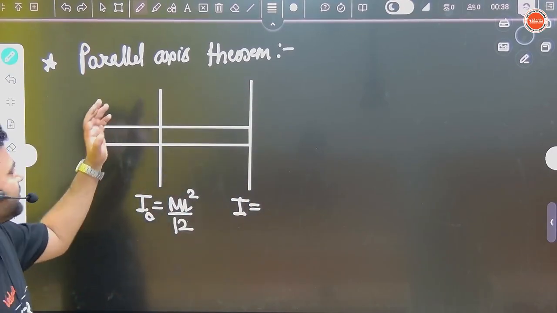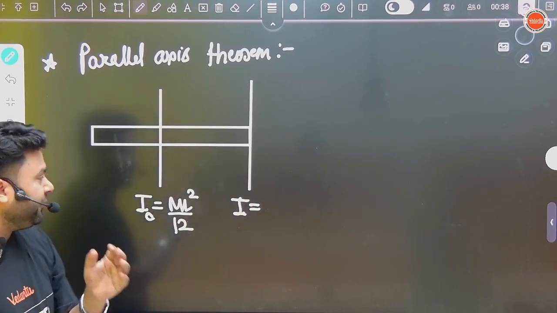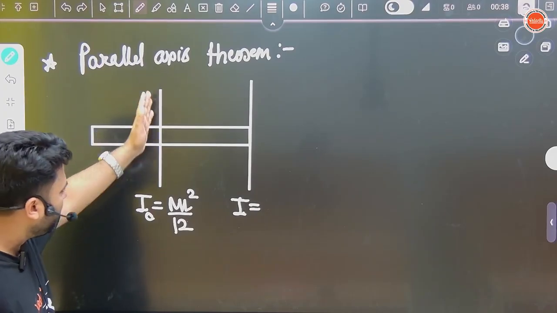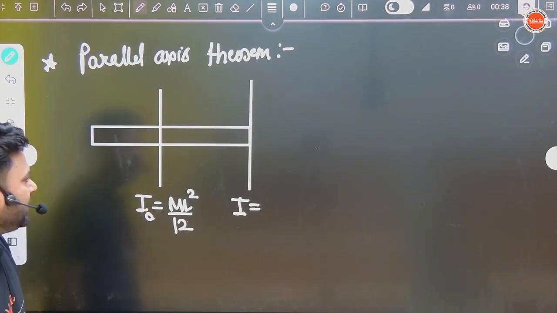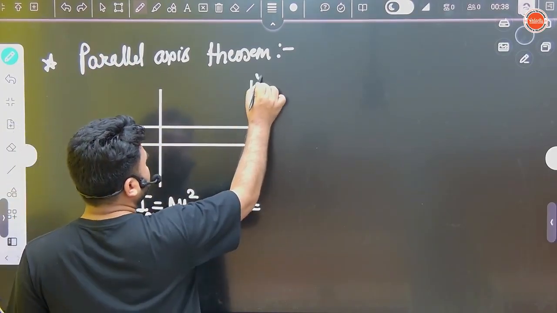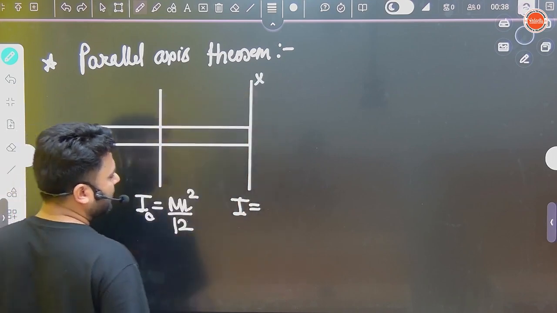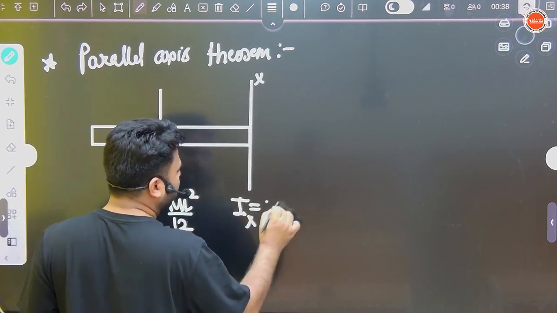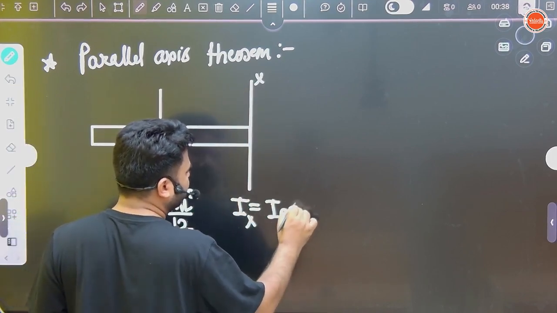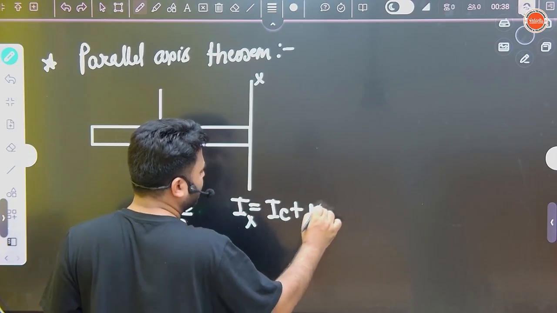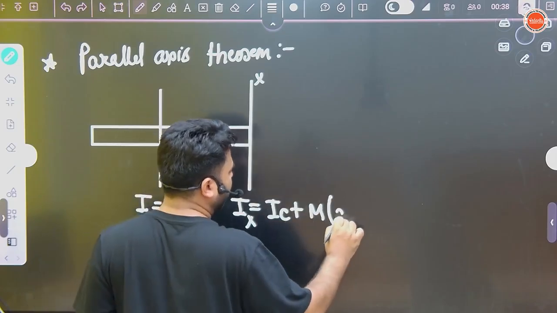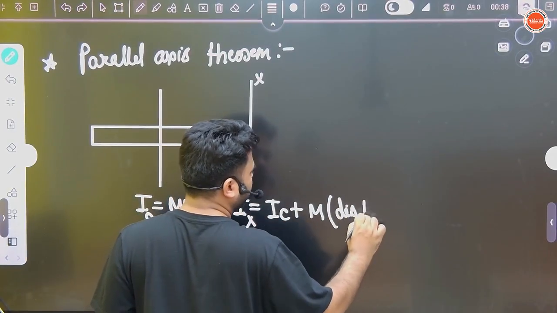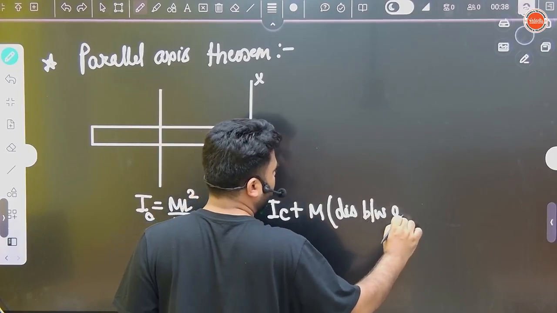Now, what parallel axis theorem says? That if you know the moment of inertia formula about the central axis, then the moment of inertia about any axis which is parallel to this is calculated as moment of inertia about central axis plus mass into distance between axis square.